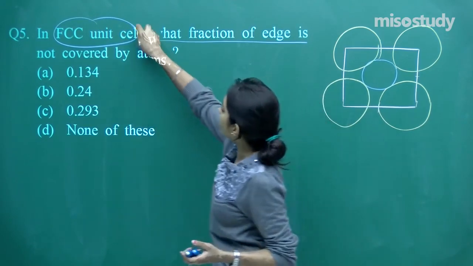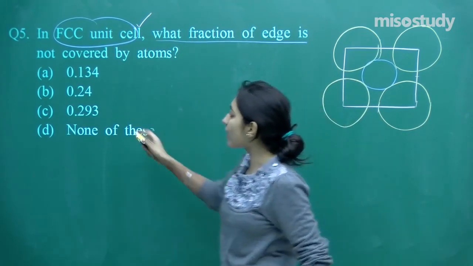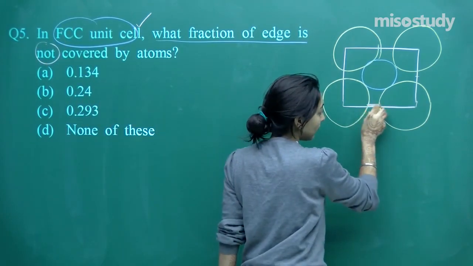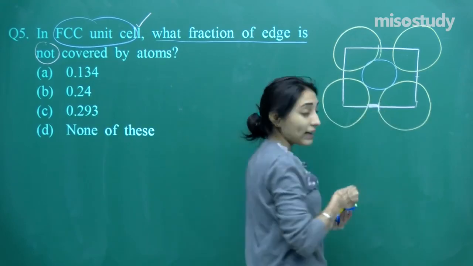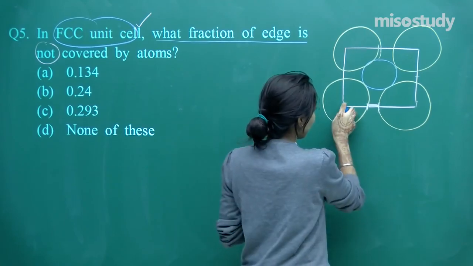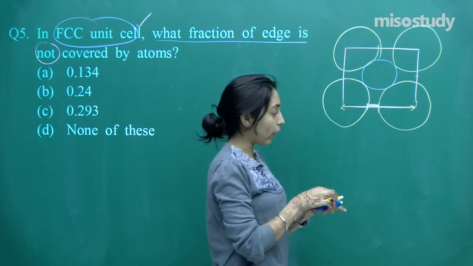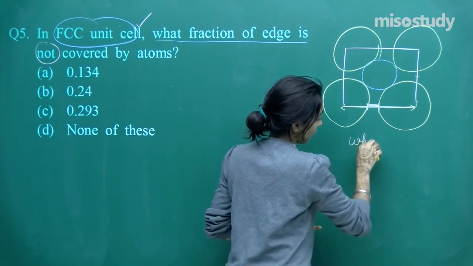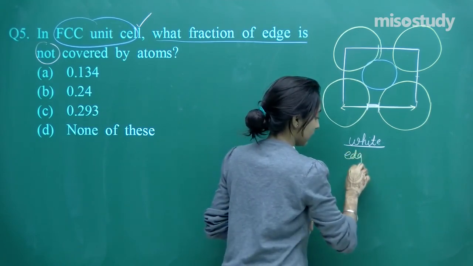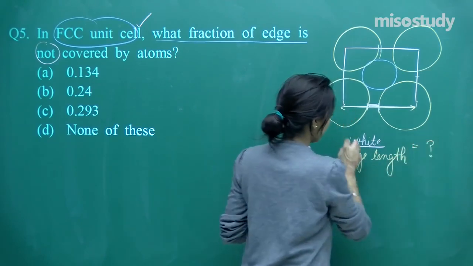Now he is saying, in the FCC unit cell, what fraction of the edge is not covered by atoms? That means he is asking us to find this white length divided by the whole edge length. The whole edge length is this. Okay, so this is what you have to find out: the white length divided by the edge length. So that's the question we need to consider.